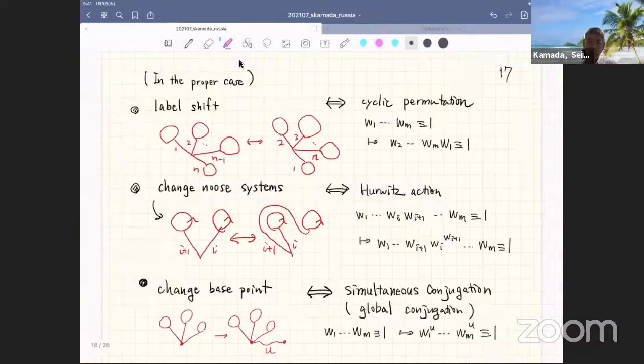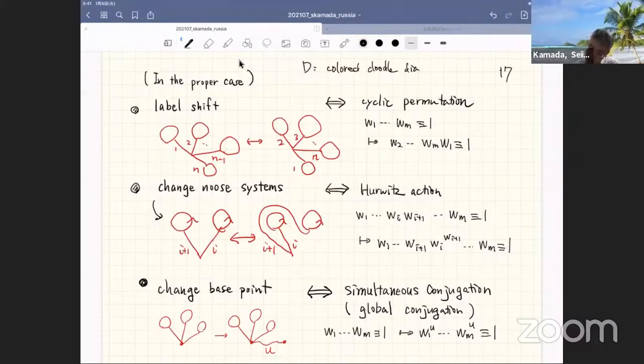And these moves correspond to geometric replacement of the Nus system. So we fix the colored doodle diagram and we change the Nus system. When we have a Nus system, for example like this, then we change the labeling, and the new system is 1 to like this. That is cyclic permutation. And if we change the Nus system like this one to this one, then we have a braid action. And this is base point change.